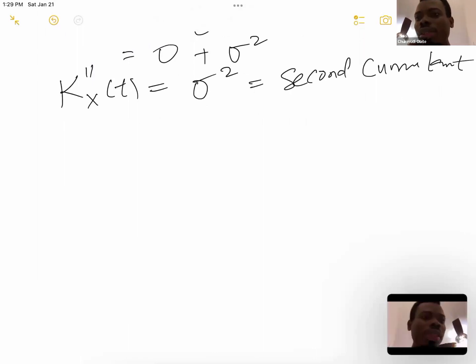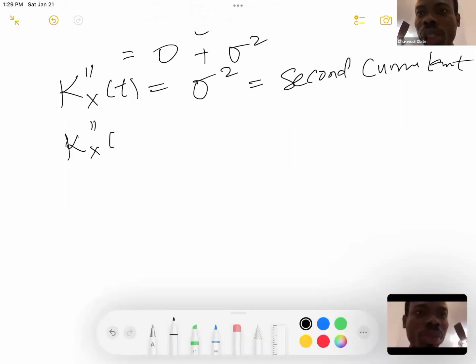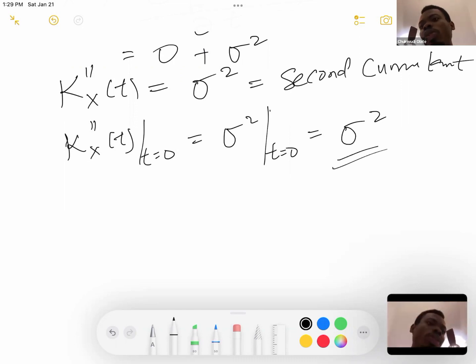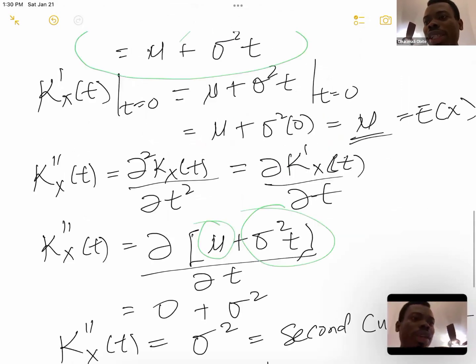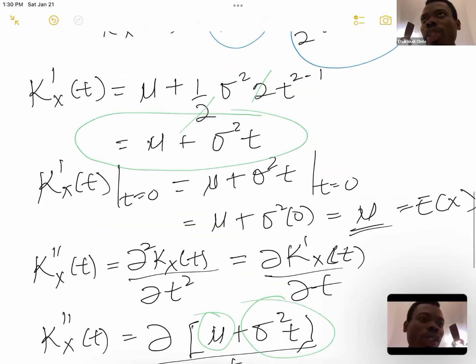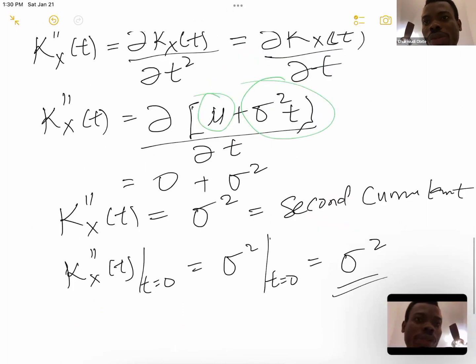So that's it. Then the next step, you equate t to 0. We'll get sigma squared. Because we don't have any t attached to sigma square, the answer is sigma square. So this is how to get the first cumulant and the second cumulant for a normal distribution. First I obtained the cumulant generating function of a normal distribution, and I used it to get the first cumulant and second cumulant.